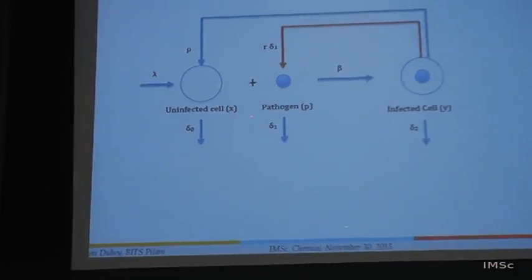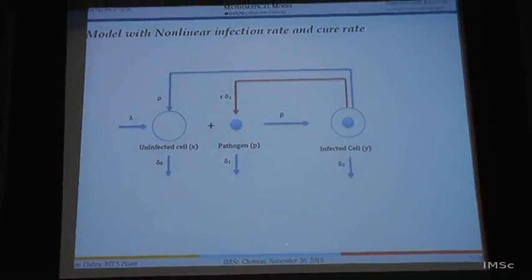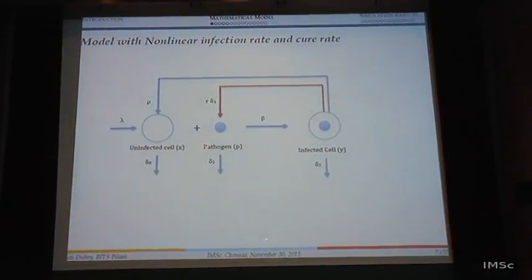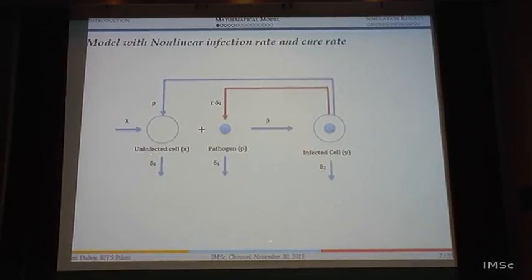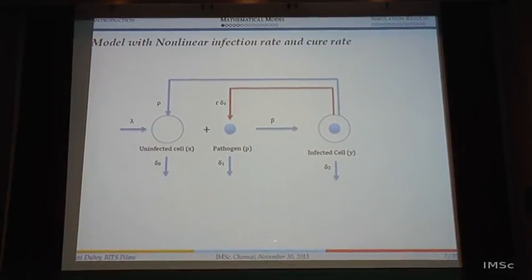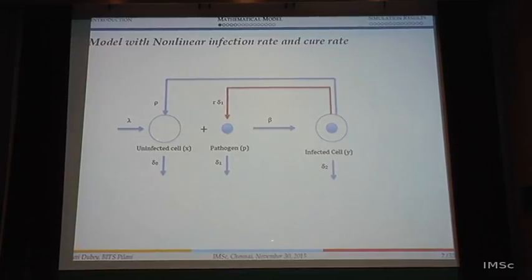Here is the schematic diagram of the model. First, uninfected cells will be in contact with the pathogen. These uninfected cells are growing at rate lambda and dying at the rate delta naught. When they interact with pathogen, this will produce infected cells at the rate beta, and then this infected cell may die at the rate delta 2, and here this is dying at delta 1. Sorry, this should be delta 2 and this is delta 1.